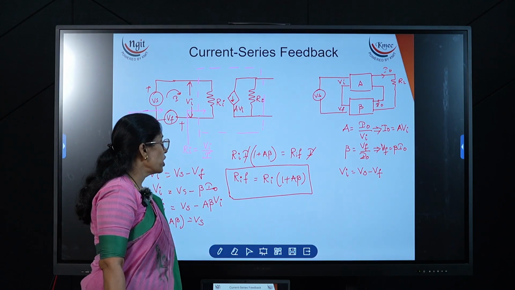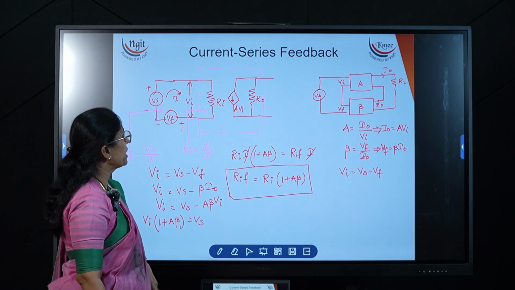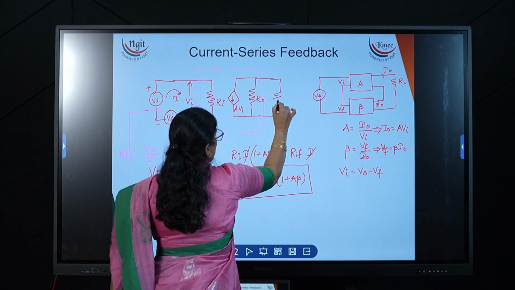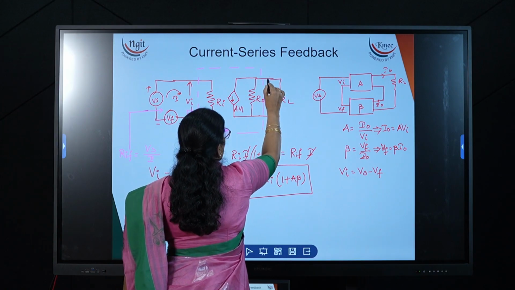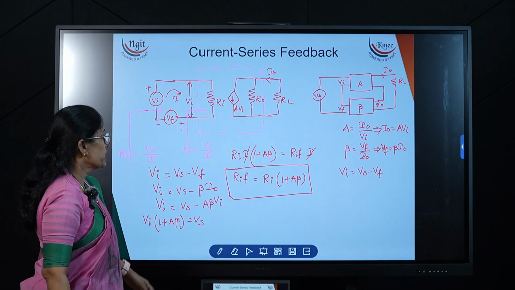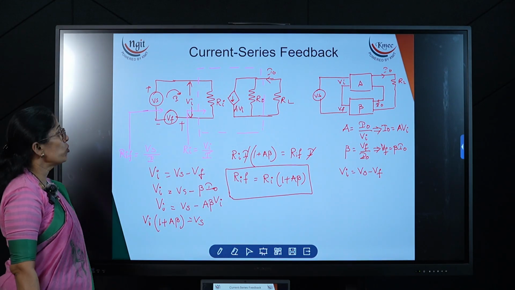Now this is about the input resistance. Similarly, we need to calculate the output resistance. Here I forgot to put the load. This is the load RL and this is the I naught. Now, if we need to calculate the output resistance.